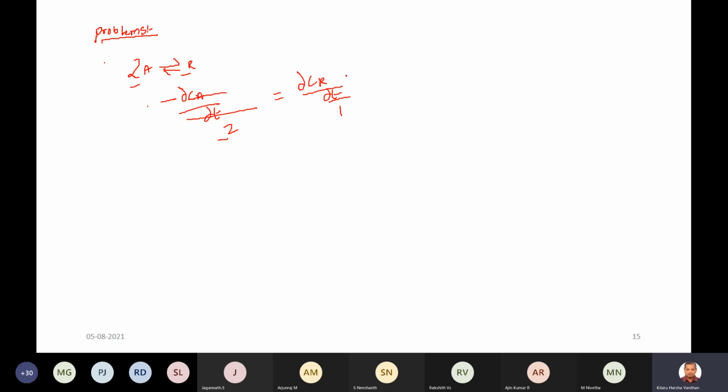That is equal to, again here, minus K1 CA squared, if there is a second order, divided by 2 also will come, minus K2 CR. This is K1 and K2. Since the stoichiometry is the same, you are not putting it like K1 CA minus K2 CR. That is for the rate of disappearance of A.